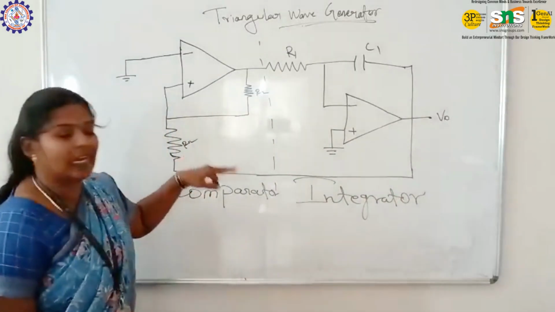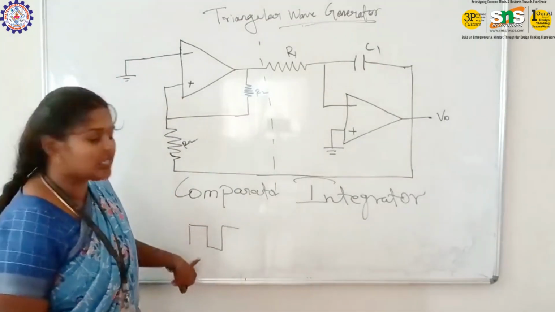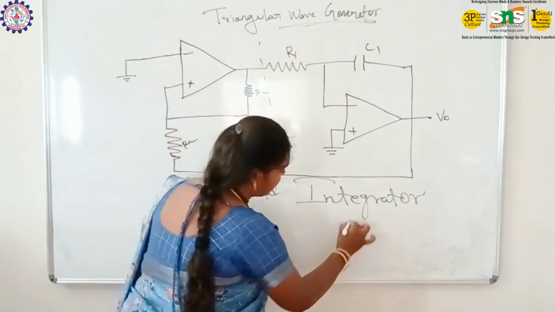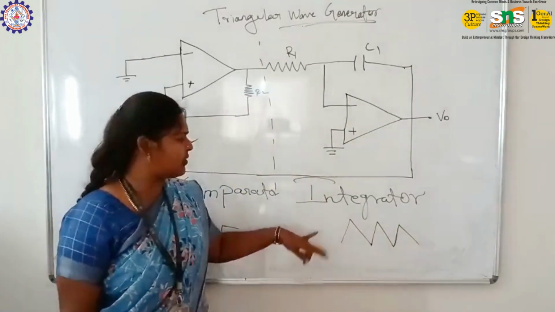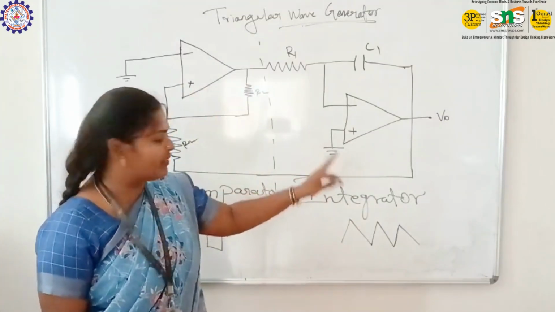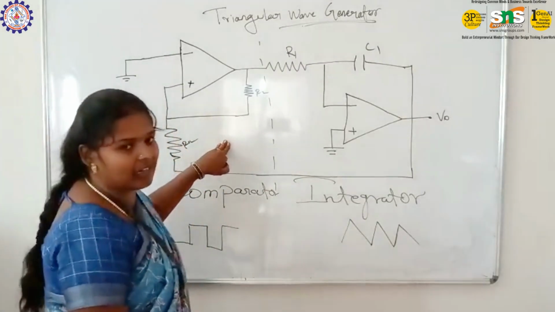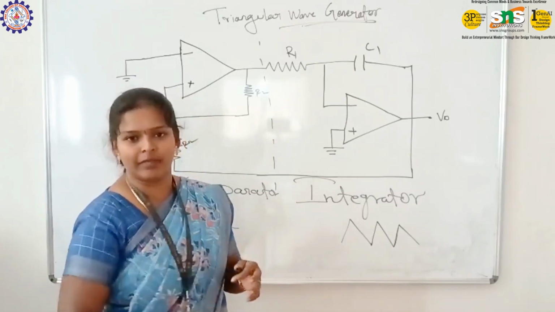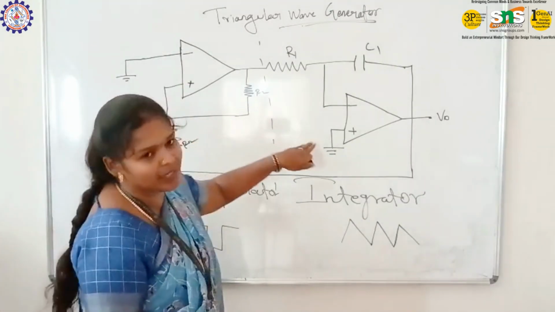The comparator output is a square wave, and the integrator output is a triangular wave. How can you tell this is a triangular wave? After this working process, we will get the triangular wave output here. So this is a triangular wave generator, which generates one type of wave. It has two parts, one is the comparator, another one is the integrator.